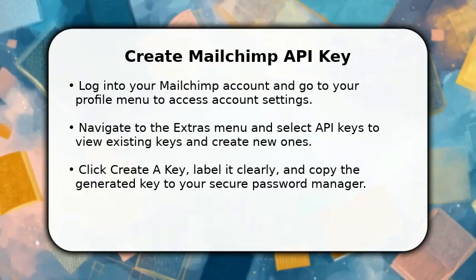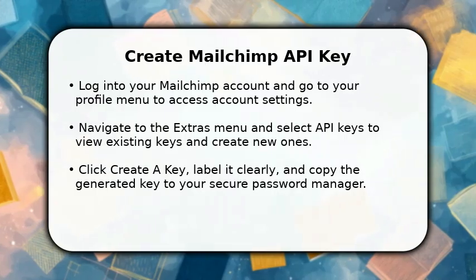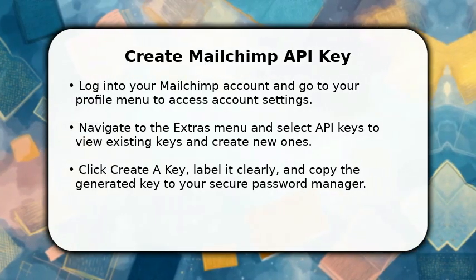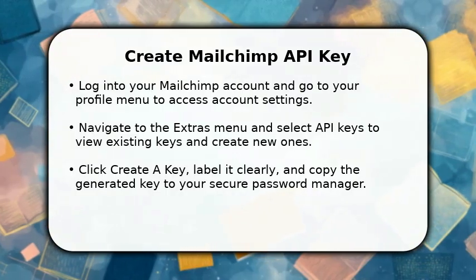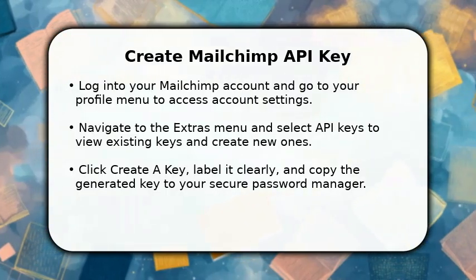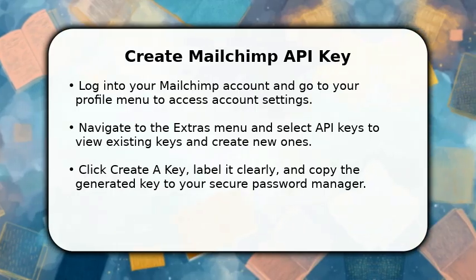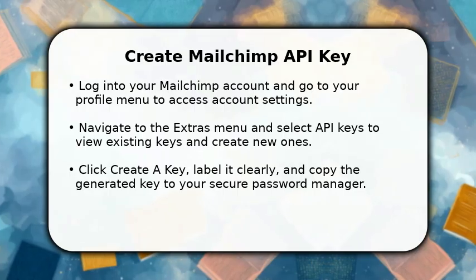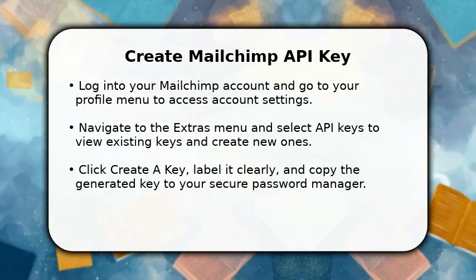In this video, I will show how to create a Mailchimp API key, updated. Open Mailchimp and sign in with your main account, then click your profile icon at the top right. Next, choose Account, then Extras and select API keys. Click Create a Key, give it a recognizable label, and copy the new key to a secure vault.